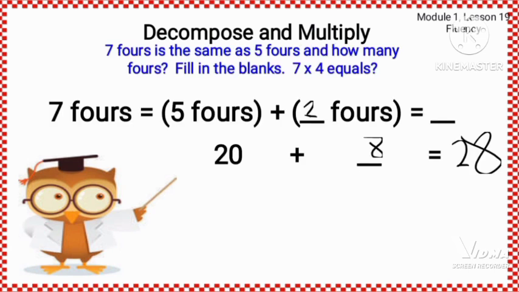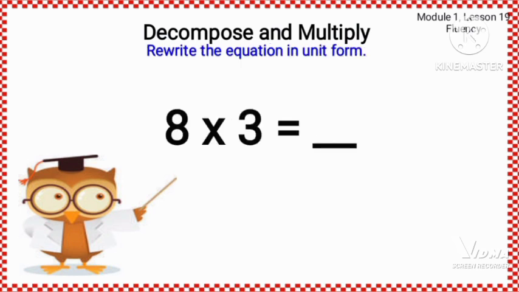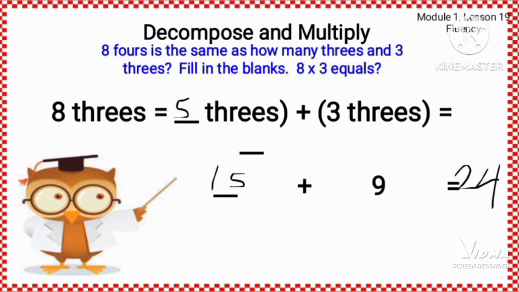Now let us decompose and multiply. 7 fours is the same as 5 fours, and how many fours? And 2 fours, because 5 plus 2 equals 7. So 7 fours is the same as 5 fours plus 2 fours, which is the same as 20 plus 8 equals 28. I'll solve that one for you. 8 times 3 is the same as 3 times 8, which equals 24. Good job.